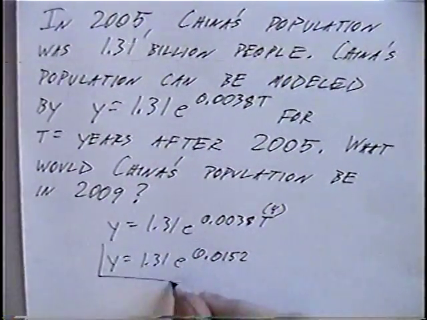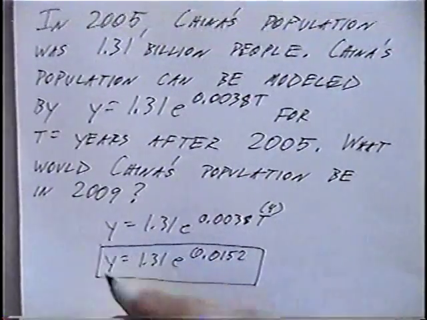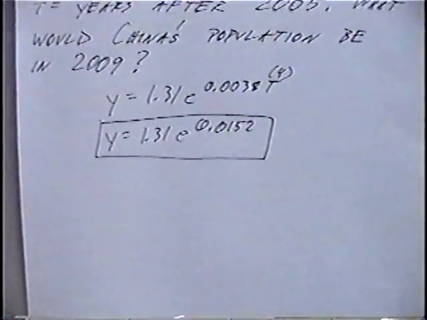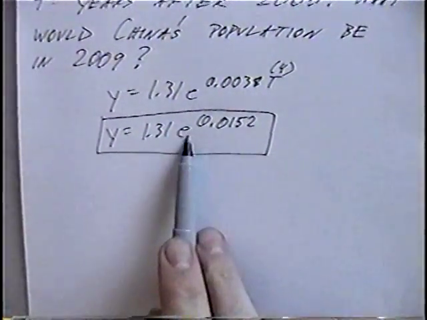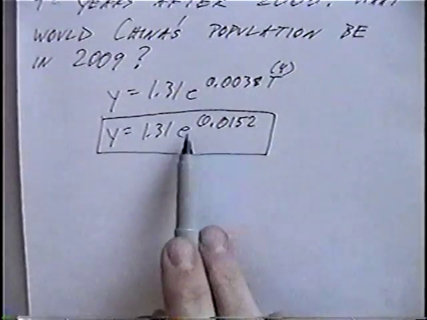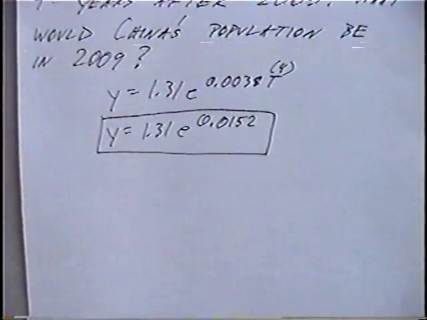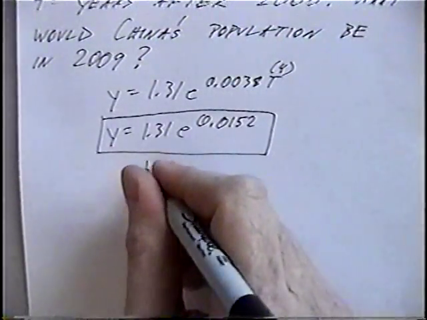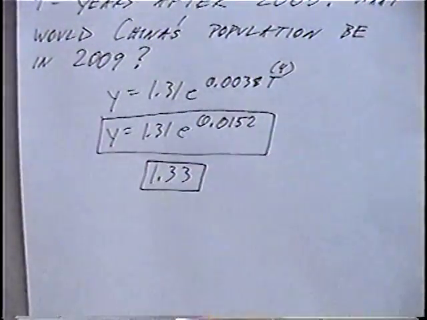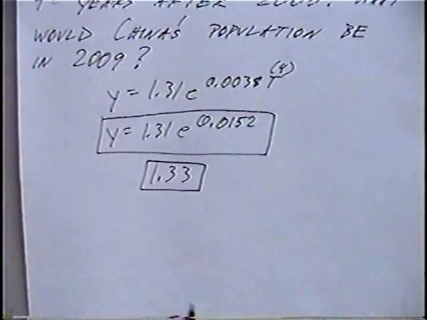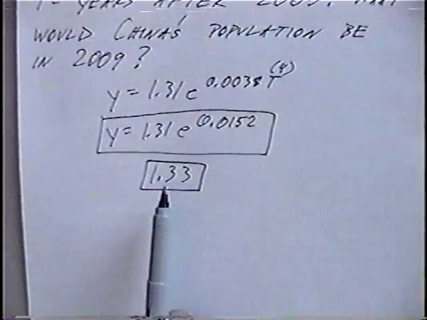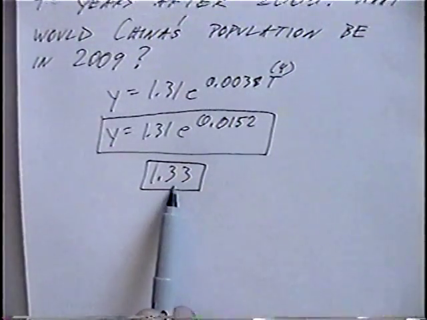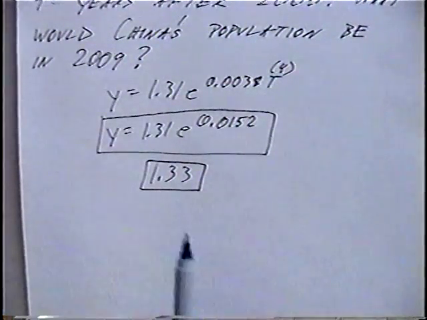This would be your final answer without a calculator. If you had a calculator, you can use the e button to find out this decimal, multiply by 1.31, and that actually comes out to 1.33. In this problem, China started with 1.31 billion people in 2005. 4 years later, in 2009, they had 1.33 billion people.